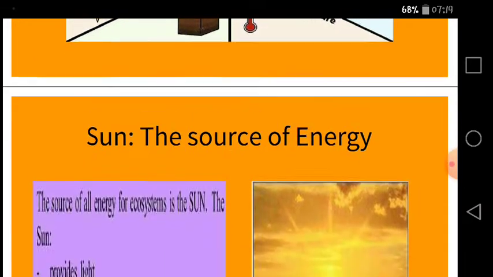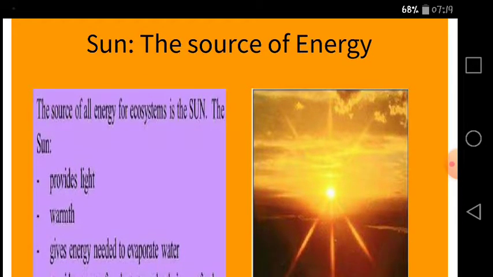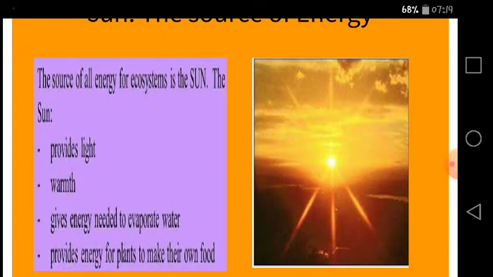Now we are focusing on a major point which is specifically mentioned in your workbook, the source of energy. Dear student, the source of all energy for the ecosystem is the sun. The sun provides light, because light is very important and enables many living organisms to see so that they can move about, find food and detect danger. The sun is also very helpful in warming the environment, and it gives the energy needed to evaporate water, which eventually leads to rainfall.